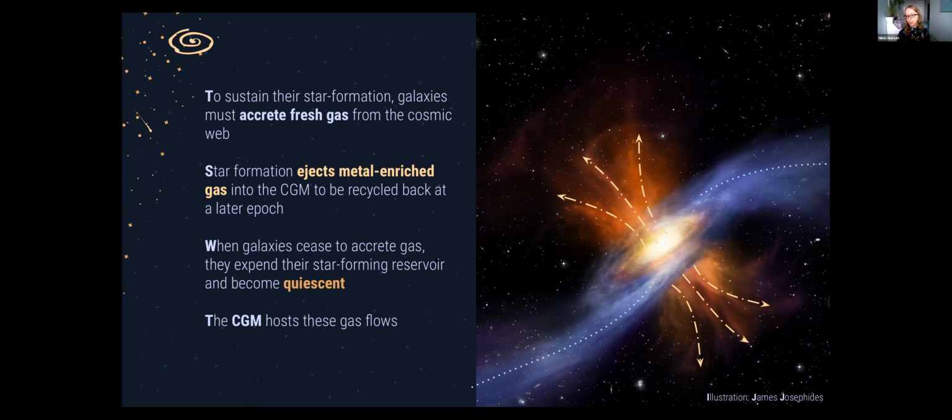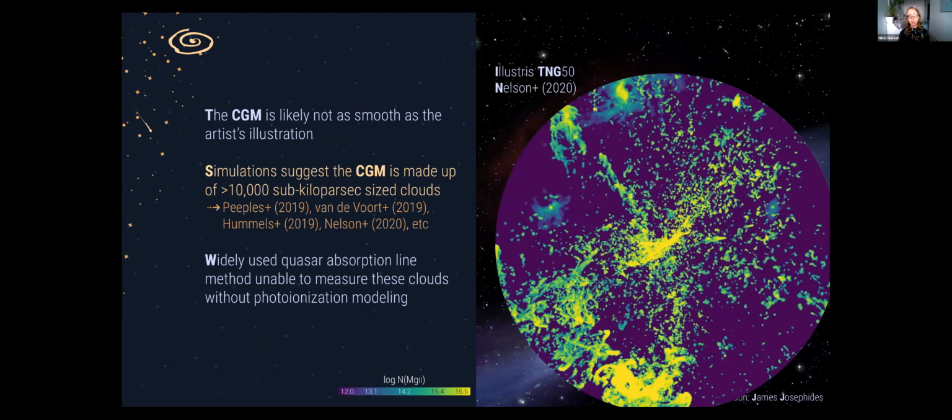So this is just an artist's illustration, and the gas flows look really smooth, but we know from observations of M82 that the outflows definitely are not smooth. There's lots of little structure in them. Simulations also suggest that the CGM is made up of many sub-kiloparsec size clouds. There are several simulations that have found this with much higher resolution in the CGM. And so the structure in the CGM is much more complicated than our simple picture showed.